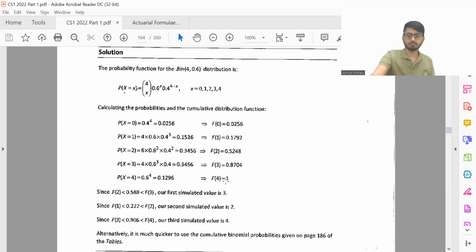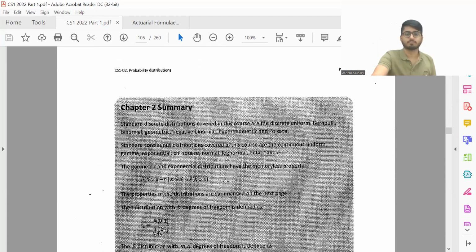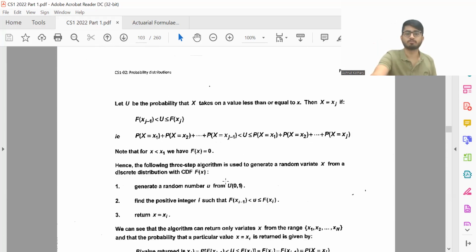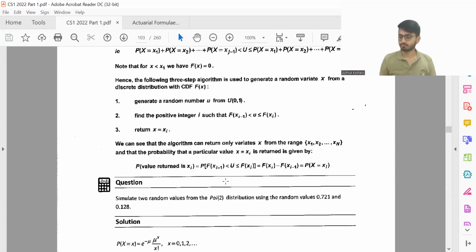Clear? So this is what they had written in this particular form. This is the CDF. We take which point? The higher one. Wherever U lies between, we finally return x_i. This is all we have.